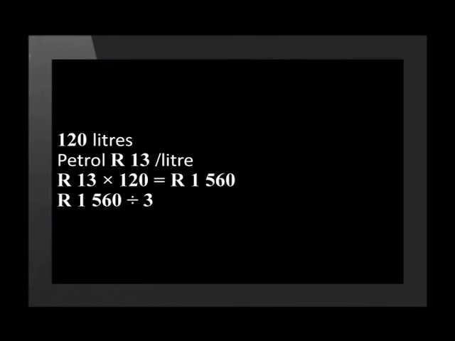This cost still needs to be split between the three travellers. We do this by dividing the cost by 3. 1,560 Rand divided by 3 is equal to 520 Rand. Each person will contribute 520 Rand towards the cost of petrol.